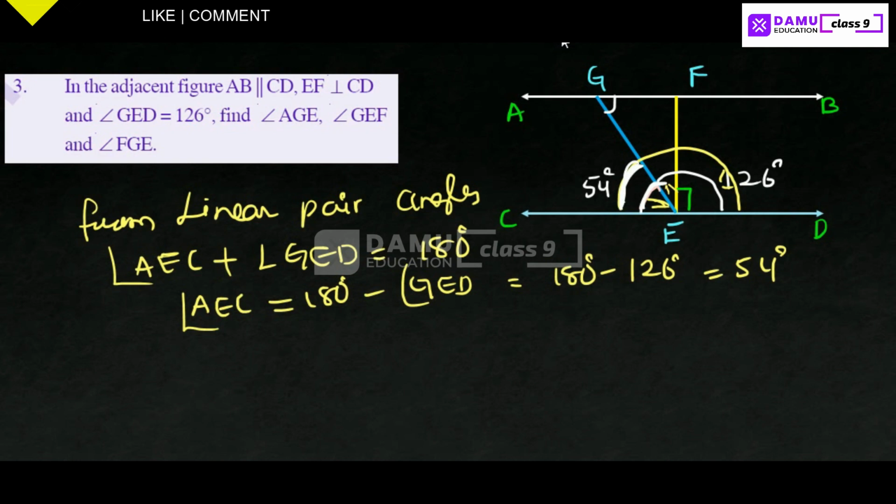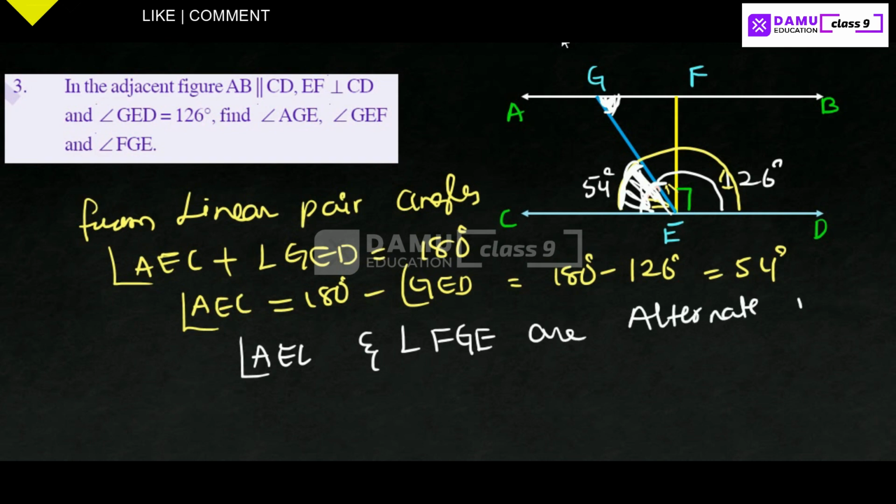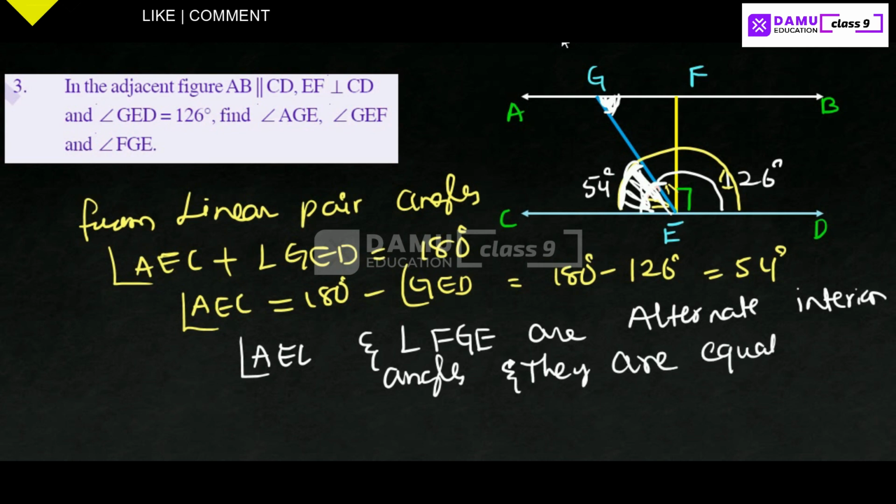So this angle AEC and angle FGE, these two angles, are alternate interior angles, and they are equal. Alternate interior angles are equal. Angle AEC will be equal to angle FGE, which is equal to 54 degrees. Like this also we can solve.